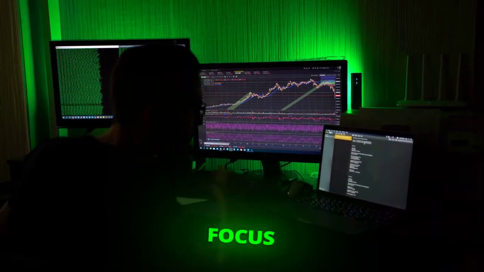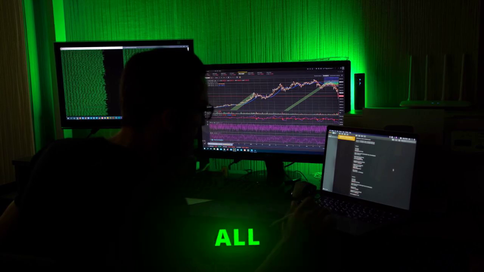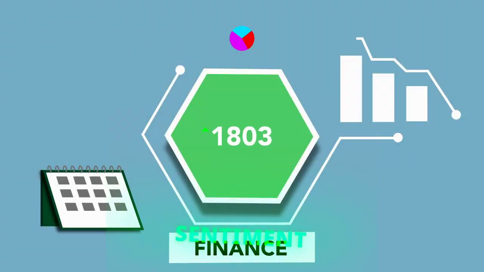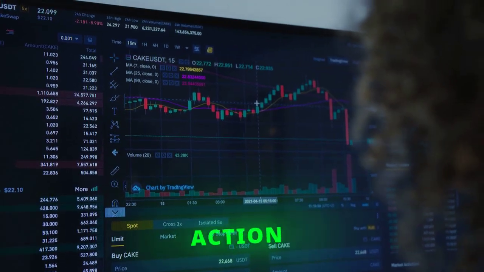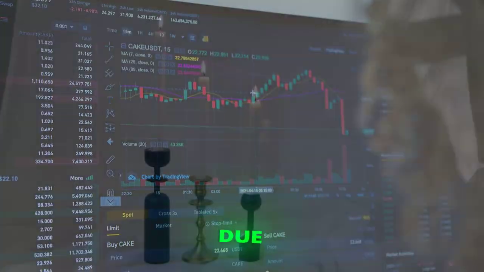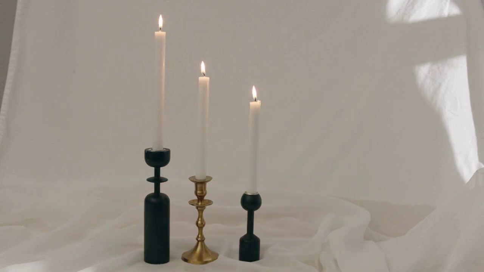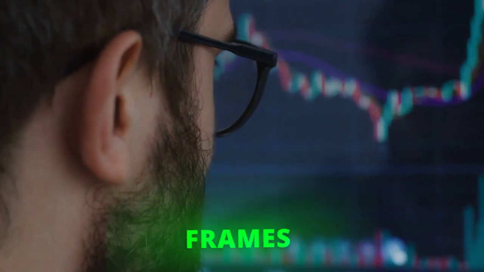Traders using price action focus on the price itself, believing that all necessary information about market sentiment and potential future movements is reflected in price changes. In binary options trading, price action strategy can be particularly effective due to the short-term nature of trades. Traders can capitalize on small price movements within specific time frames.